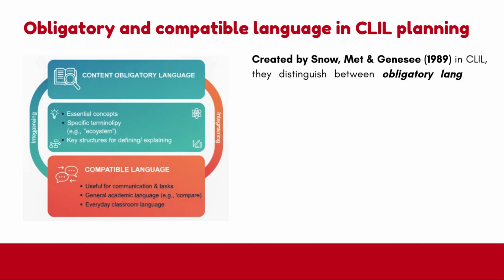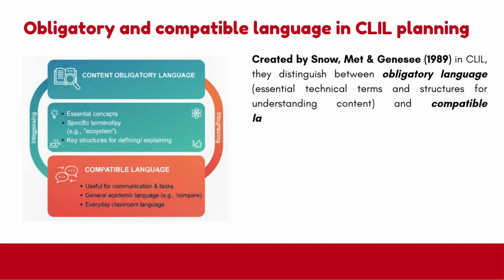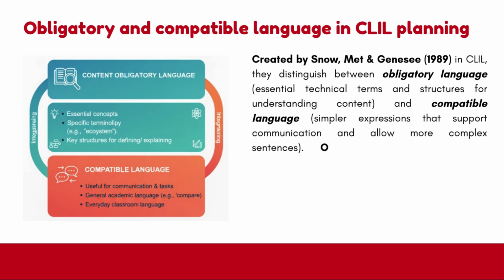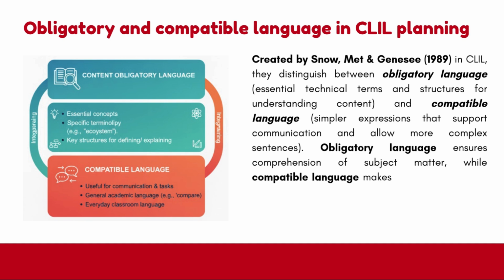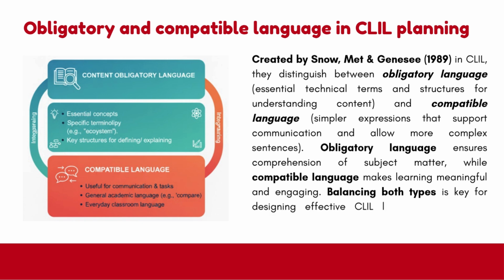In CLIL, they distinguish between obligatory language, essential technical terms and structures for understanding content, and compatible language, simpler expressions that support communication and allow more complex sentences. Obligatory language ensures comprehension of subject matter, while compatible language makes learning meaningful and engaging. Balancing both types is key for designing effective CLIL lessons that develop content knowledge and language skills.